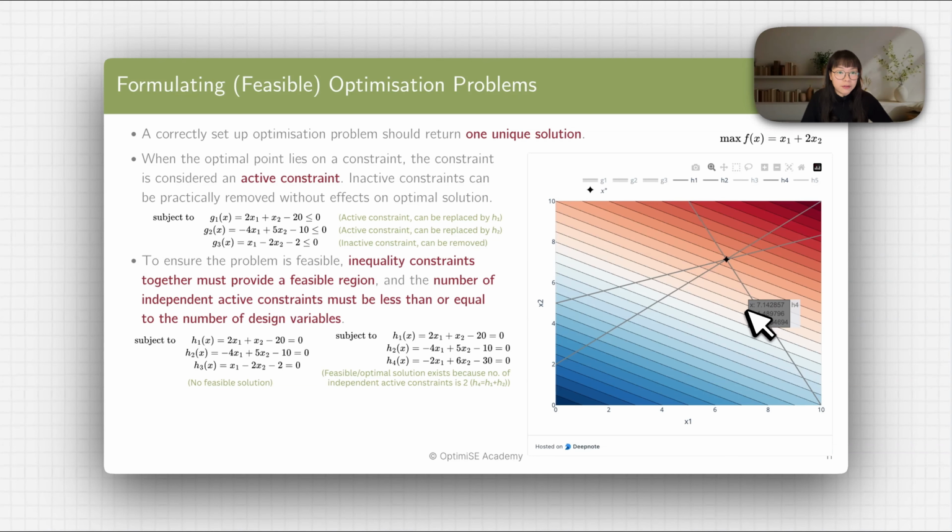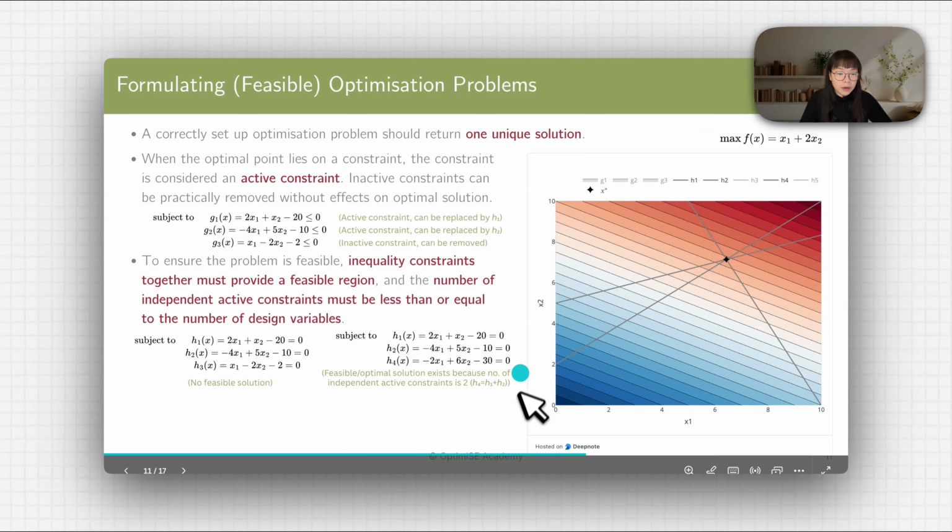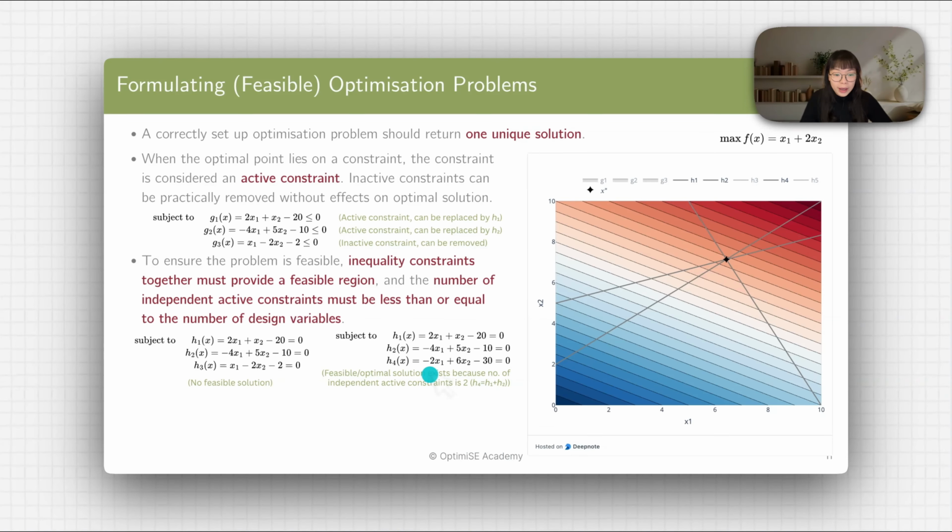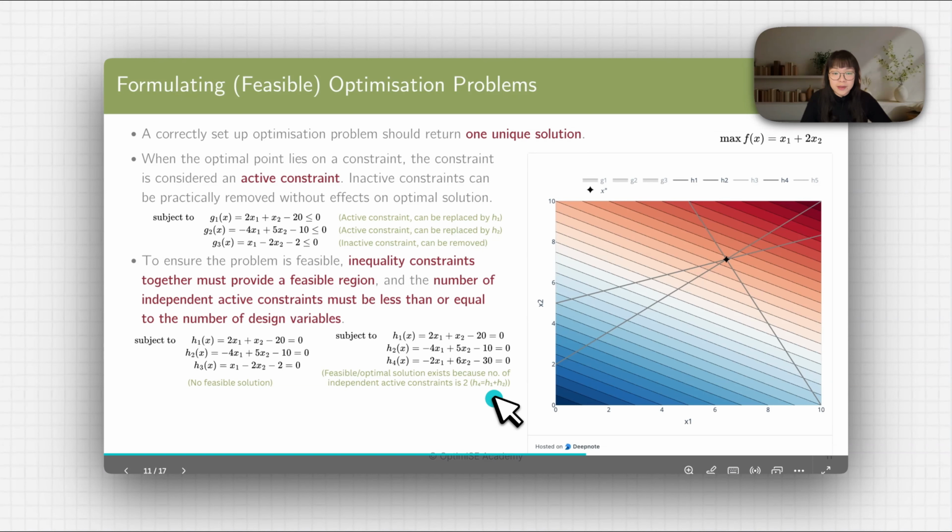And the mathematical way of explaining this phenomenon is that this constraint over here, h4, is not an independent constraint because it can be written as the sum of h1 and h2. So if you combine h1 and h2 together, 2x1 minus 4x1 will become minus 2x1, and x2 plus 5x2 will be 6x2, and minus 20 minus 10 will be minus 30. So h4 is not independent of h1 and h2. In fact, they are related by the fact that h4 is simply h1 plus h2.